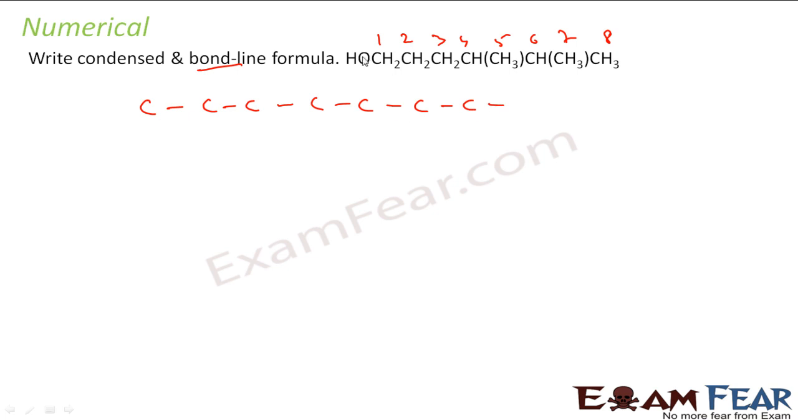The first carbon has 1 OH. Just add OH here, and 2 hydrogens added. The second has 2 hydrogens. Pretty easy to add. The third has 2 hydrogens. The fourth has 1 hydrogen and 1 methyl group, so you have to add 1 hydrogen and 1 methyl group here. That means the bond I drew was wrong. It is a normal bond, because this is 1 hydrogen and 1 methyl group here.